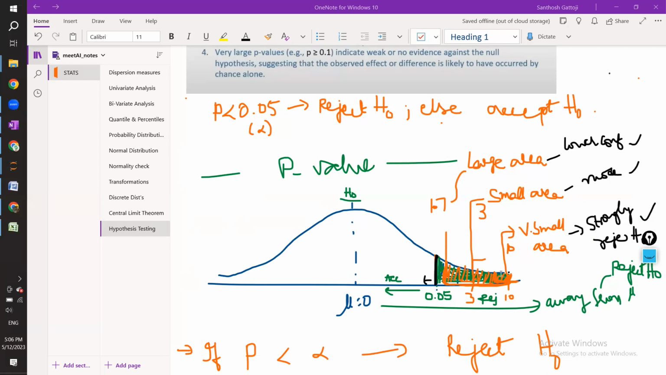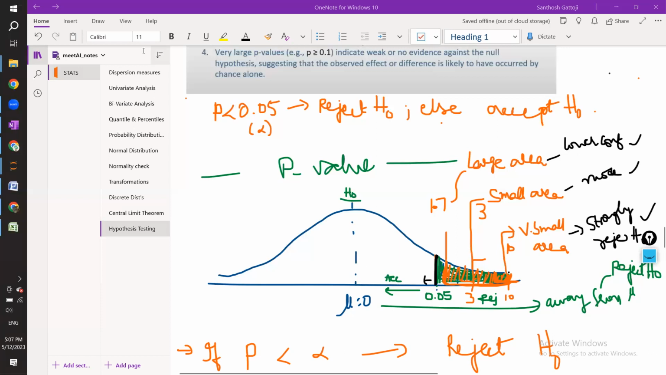And one more way to remember or connect is, you have the mean at the middle of the graph. A small p-value means you'll have a small area. A smaller area will be moving away from the null hypothesis, which also means that you cannot accept it. You need to reject it. So if the p-value is more, or the area is more, or you are moving towards the null hypothesis, that means you can accept the null hypothesis.